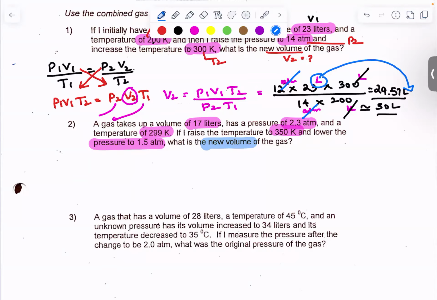I got 30.51 liters. Okay. I got 30.48 liters. It's fine. You got 30.51. Yes, it's fine. Liters. Okay. Good.